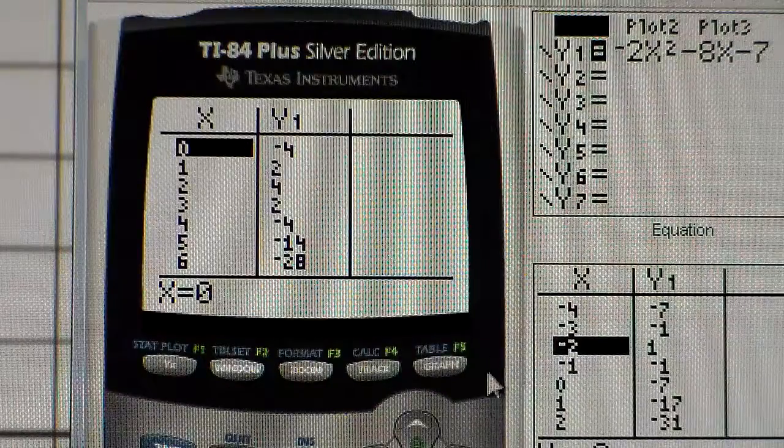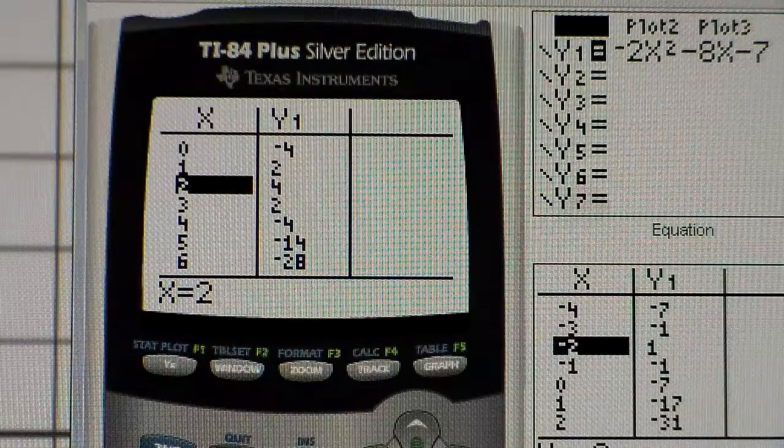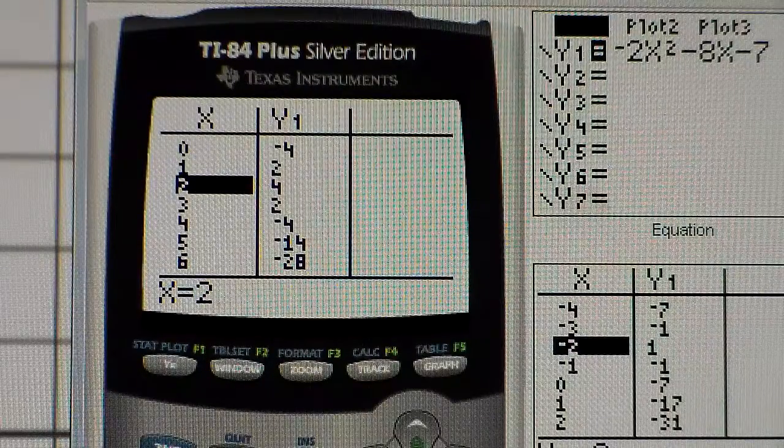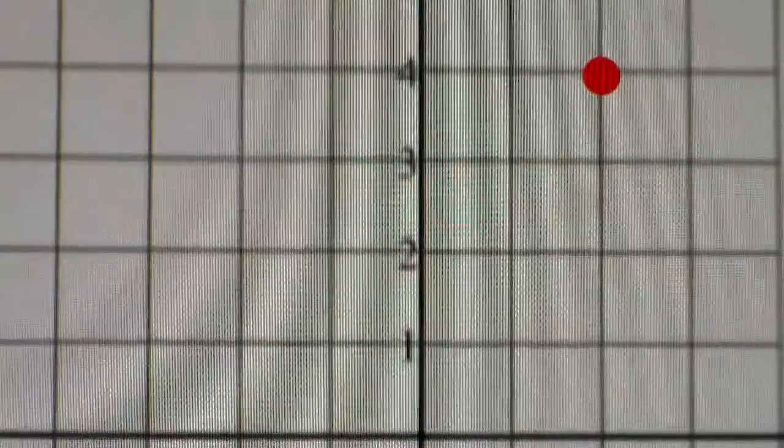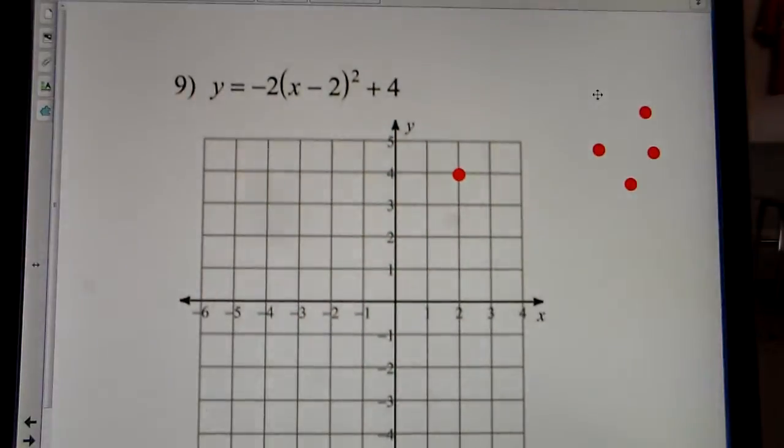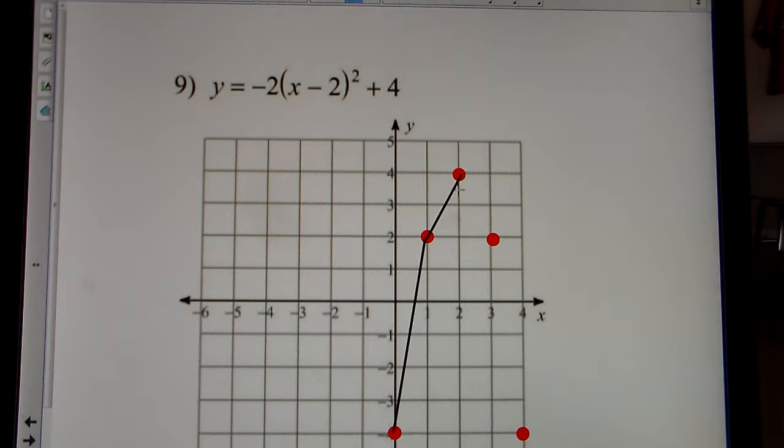And here's our table. So it's 2 to the right, 4 up. We know our x value is 2. So we're going to also plot the point 1, 2, and 0, negative 4. One to the right, 2 up, and then 0, negative 4. The other coordinates, 3 to the right, 2 up, and 4 to the right, 4 down. That makes our U. And that's what the parabola looks like for number 9.